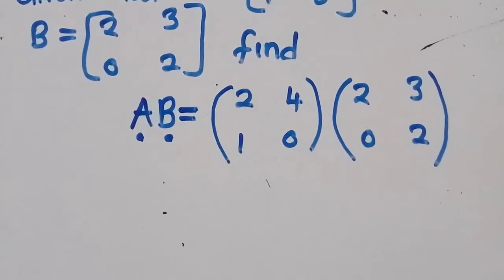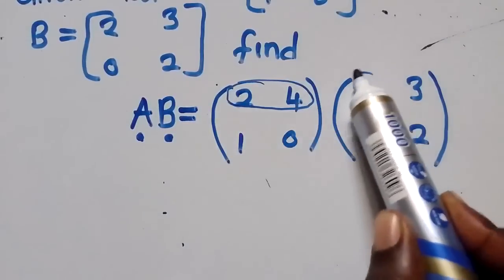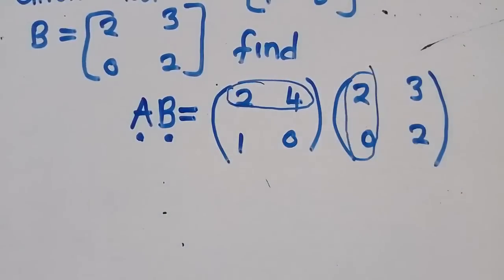So how can you multiply these two? This is where you multiply row by column. You take this row and multiply it against this column. Have you seen? This is what you'll be doing, row by column.